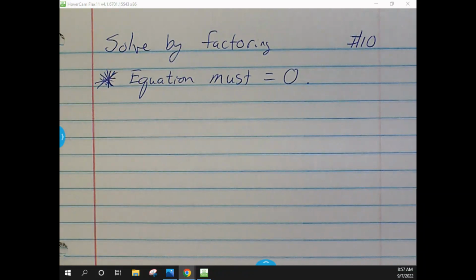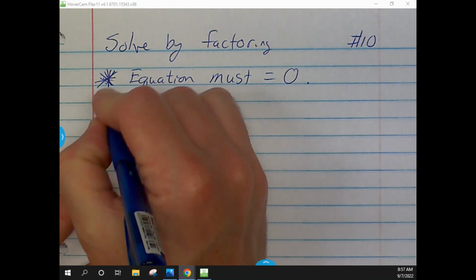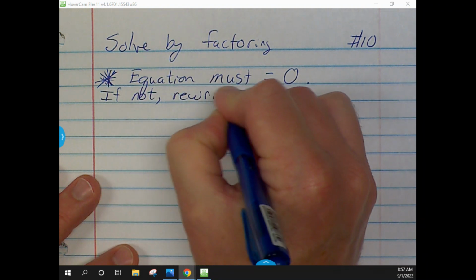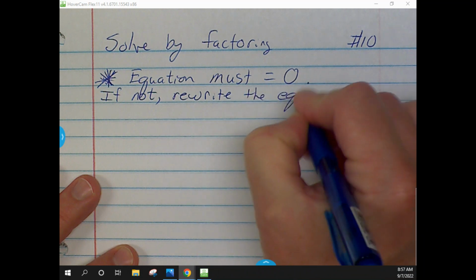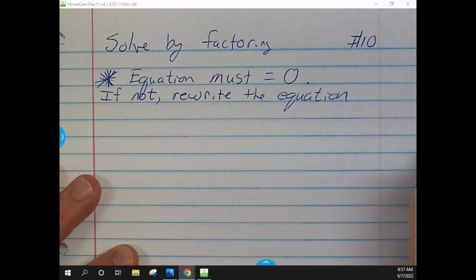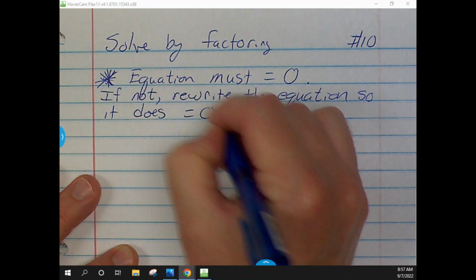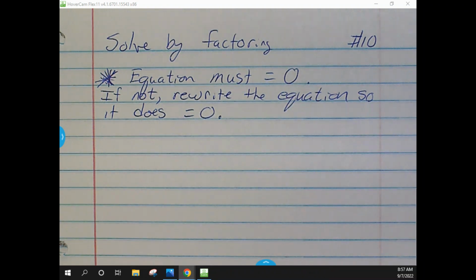Okay. So if you're going to solve by factoring, again, there's other ways we can do this one. The big thing is if you're going to do factoring, the equation has got to equal zero. If it's not, just rewrite it so it does. We'll look at some examples in a second, but if it's not equal to zero, just rewrite it and make it that way.